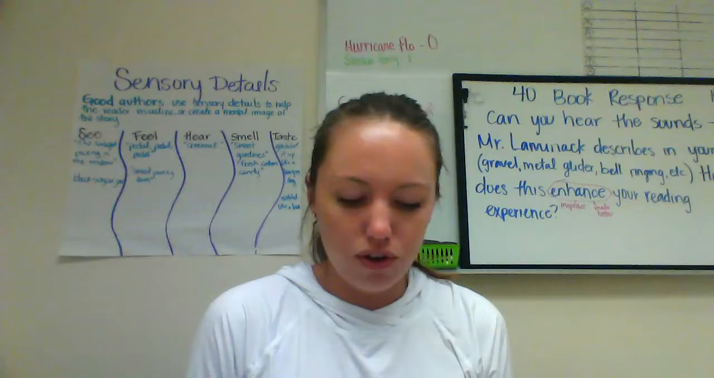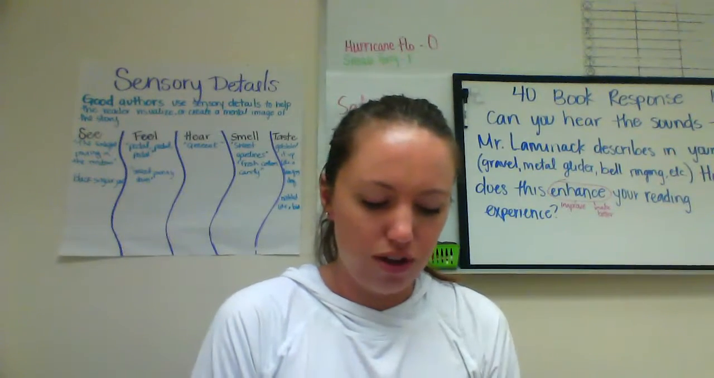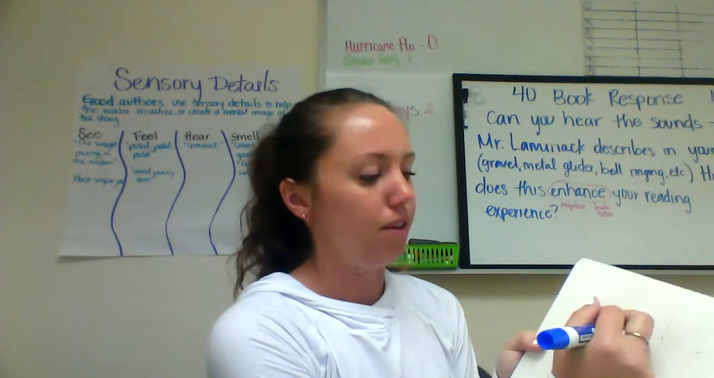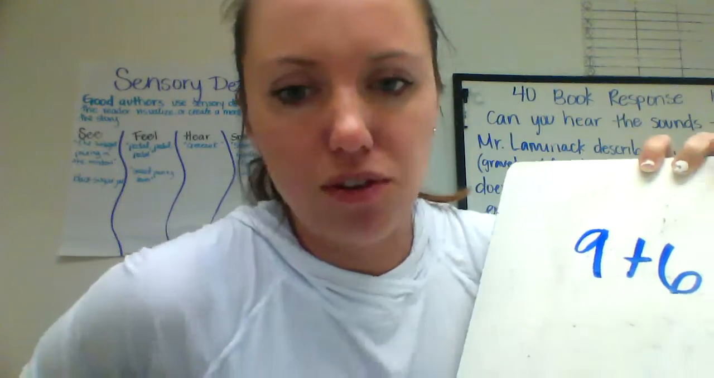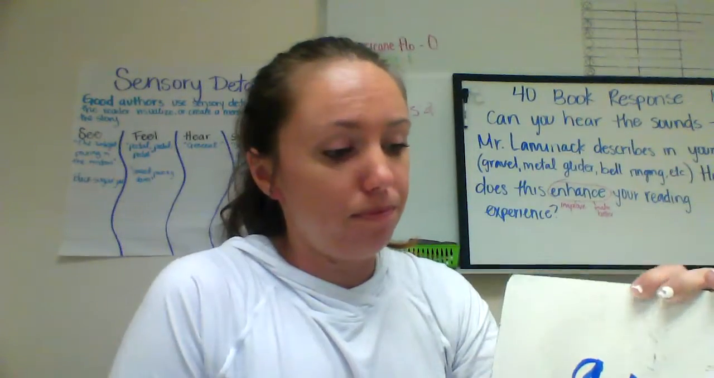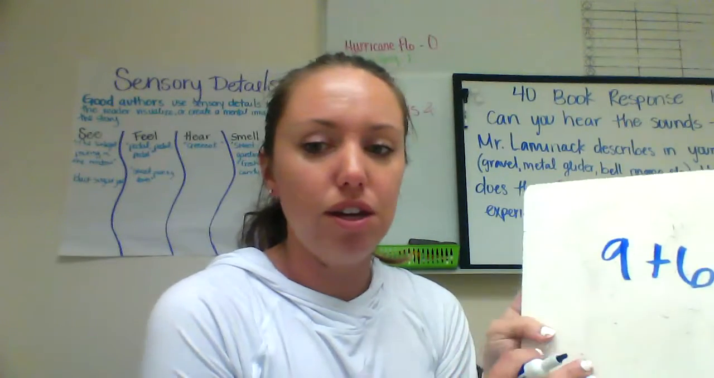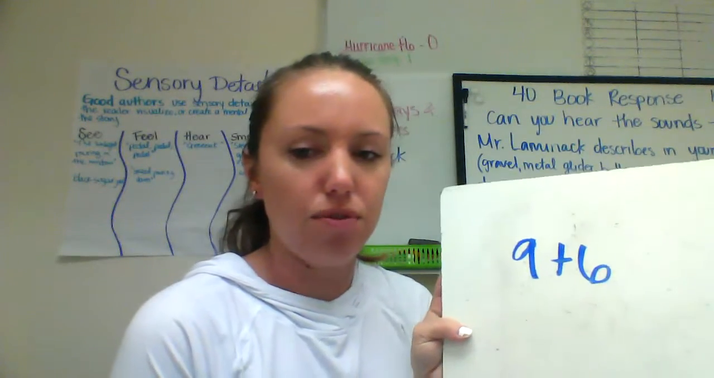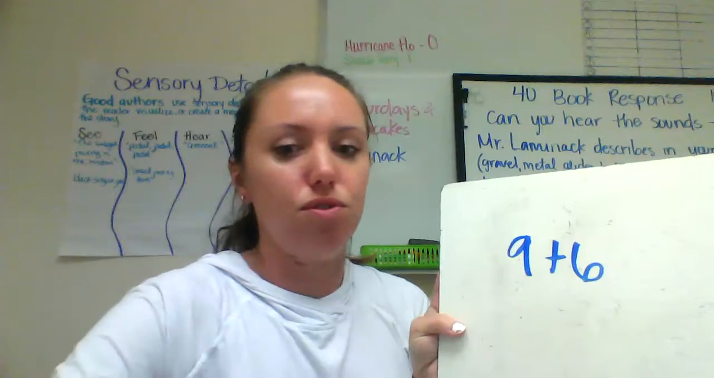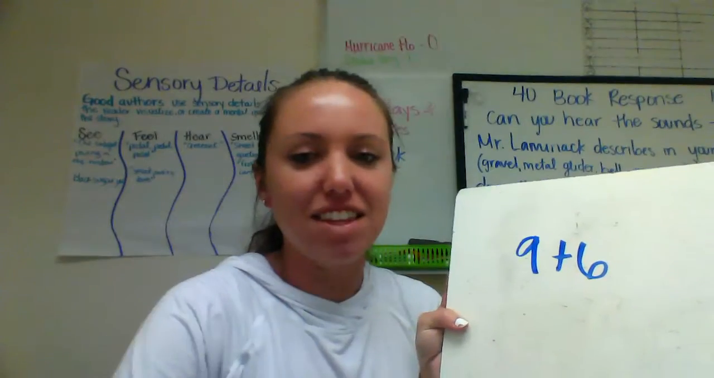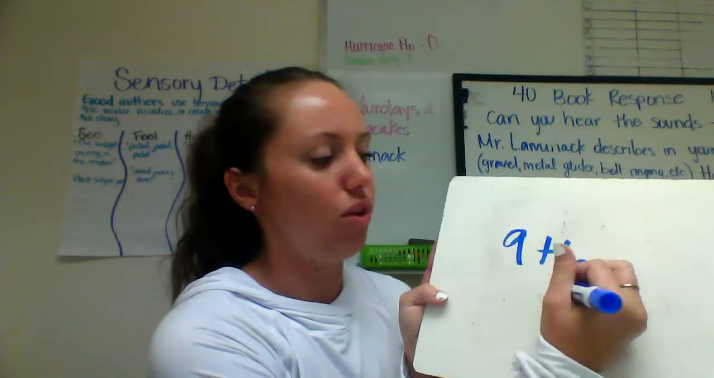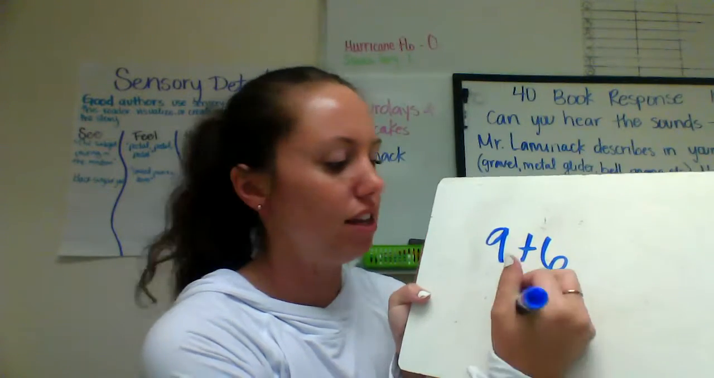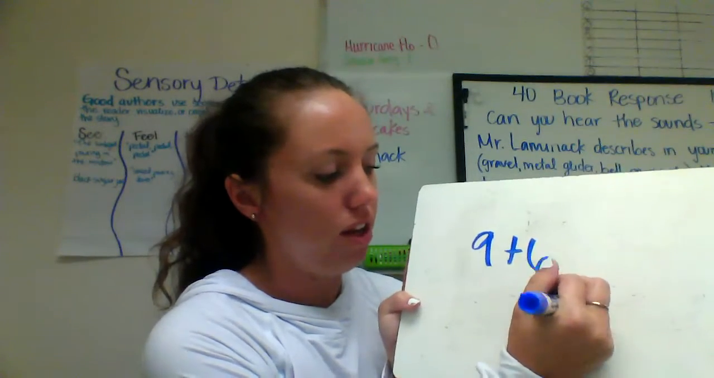So just to review with the make a 10 strategy, if I had the problem 9 plus 6, sometimes this is hard to solve in your head quickly. And so if we can reconfigure these numbers into a more solvable equation that's a little easier to visualize, we could break apart that 6 into a 1 and a 5.